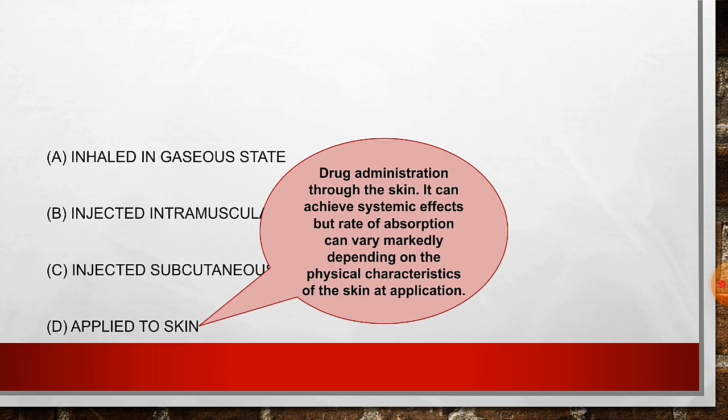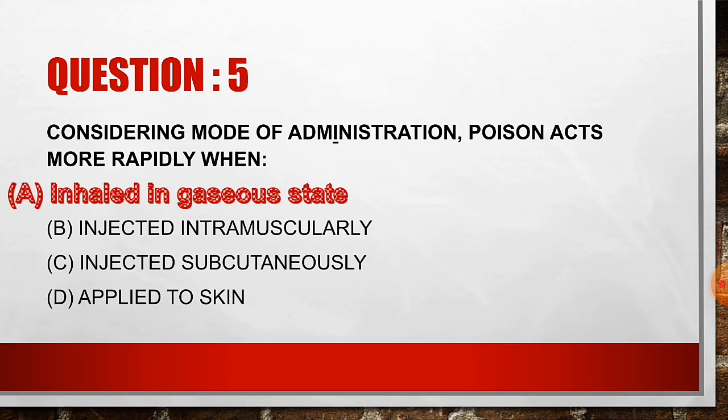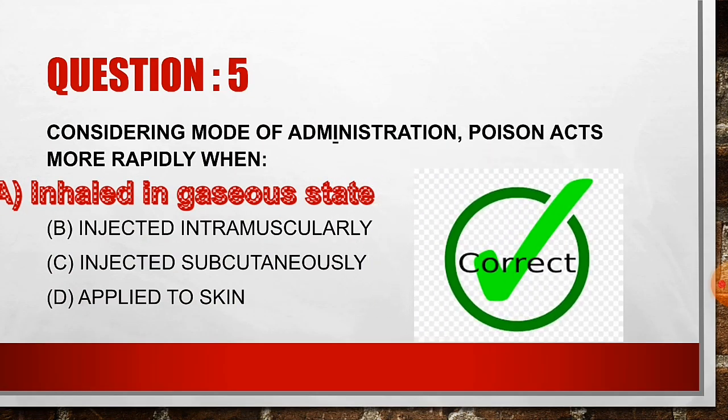Now the fourth, that is drug administration through the skin. It can achieve a systemic effect, but the rate of absorption can vary markedly depending on the physical characteristics of the skin at application. So here also it is very slow compared to the other three, because here we are applying on the skin, and skin cannot absorb that much faster compared to the other three. So now what will be the answer? Correct, inhaled in a gaseous state will be the right answer.